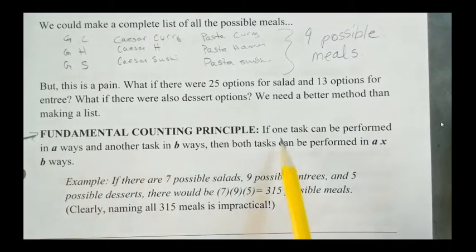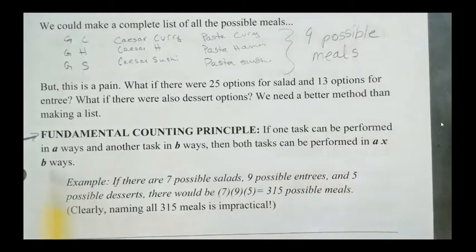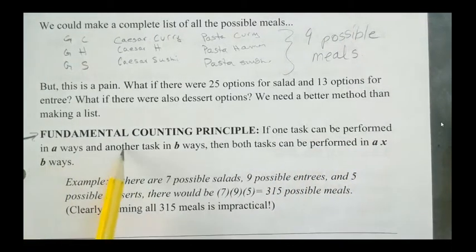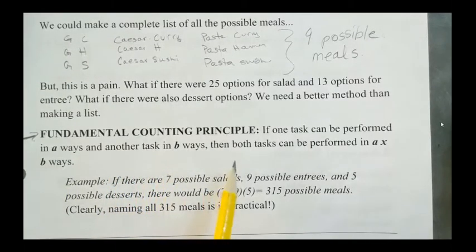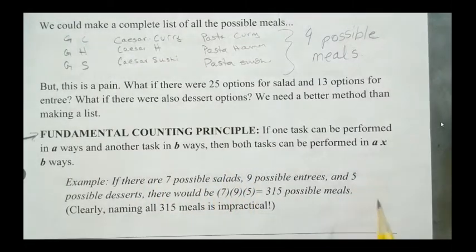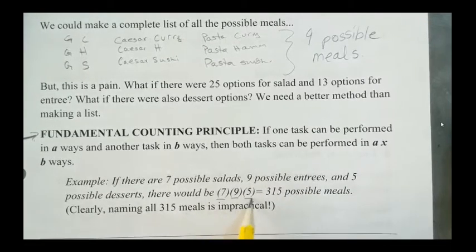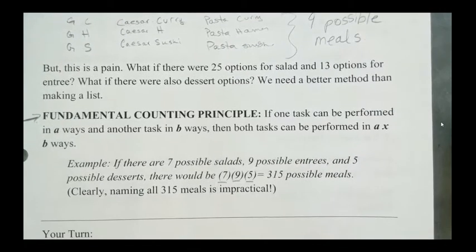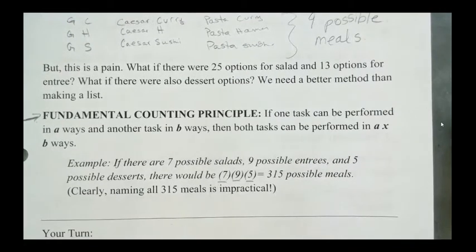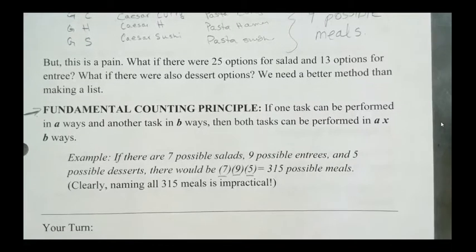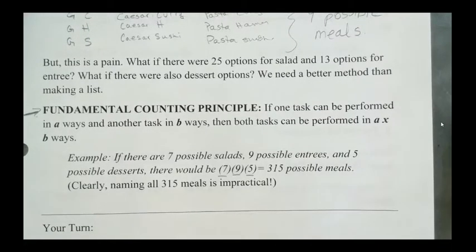If one task can be performed in A different ways, and another task can be performed in B different ways, then both tasks can be performed in A times B ways. For example, if there are 7 possible salads, 9 possible entrees, and 5 possible desserts, we simply multiply all of those together and get 315 possible meals. It would take a long time to name all 315 meals, so that's a little impractical.